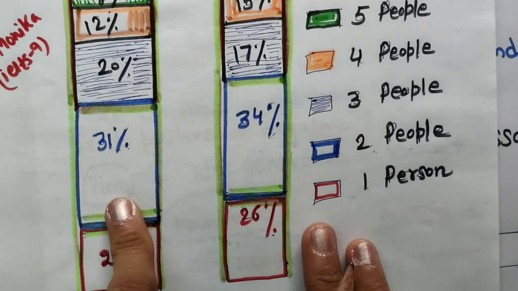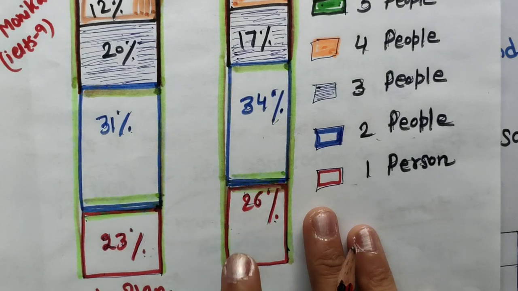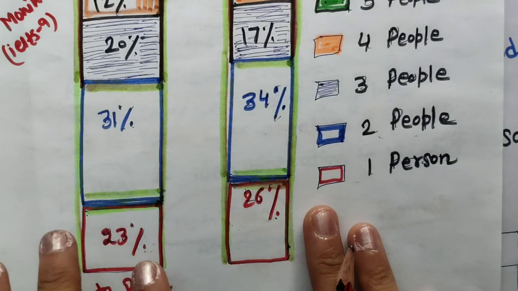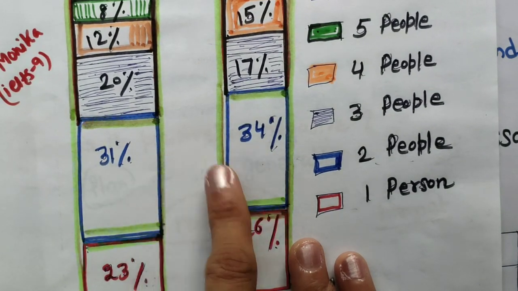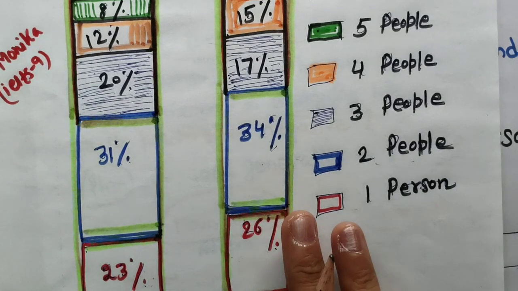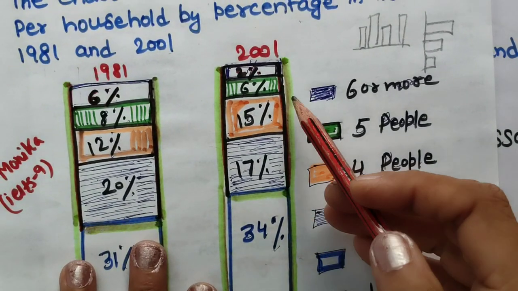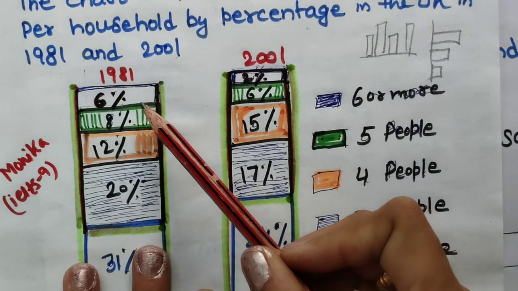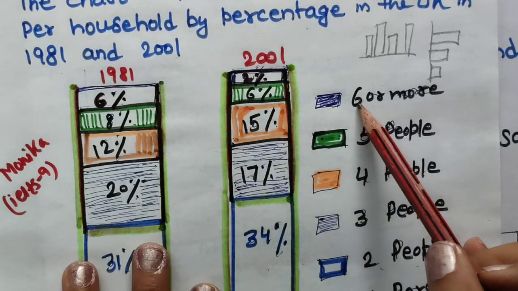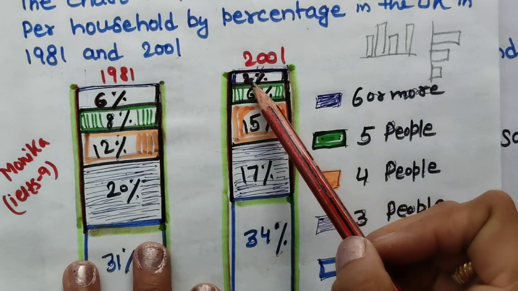So people just don't like to stay with their family members, they are just staying with 1 member. And here 2 people means friends or spouse, anyone can be there. And the least category here is 6 or more people staying in 1 household.